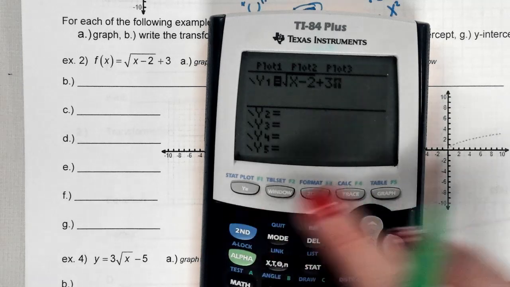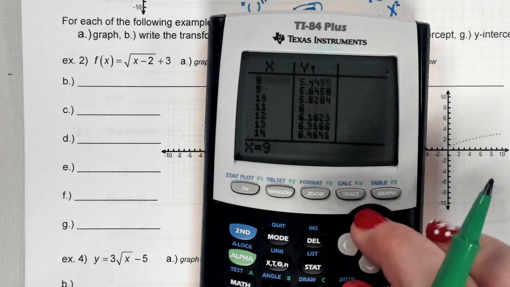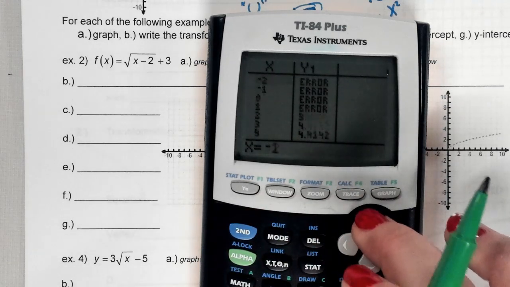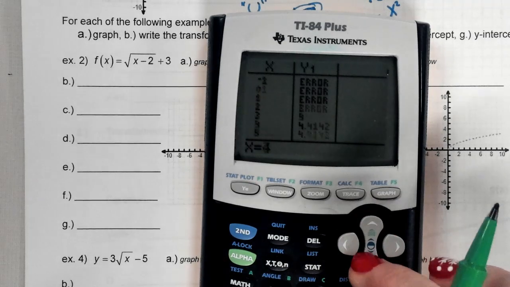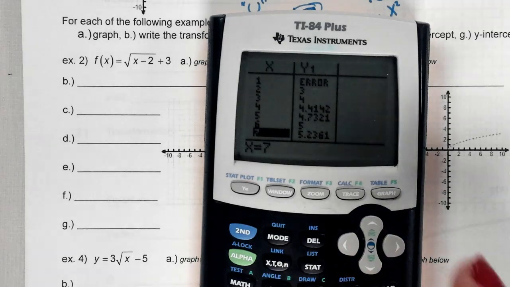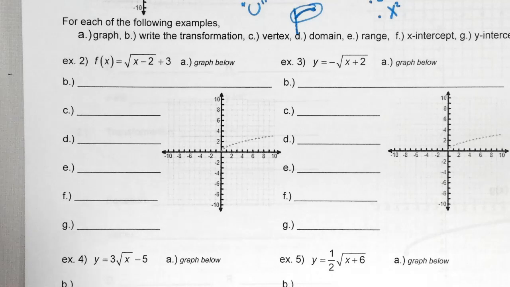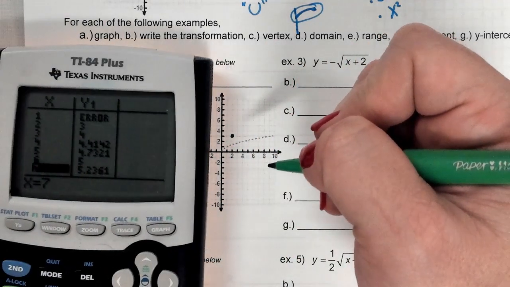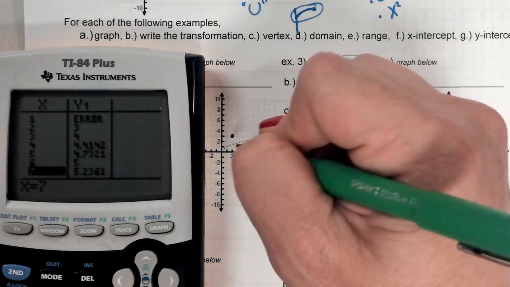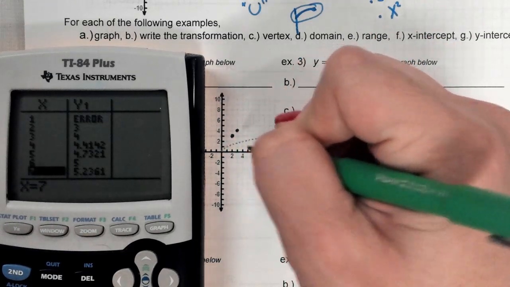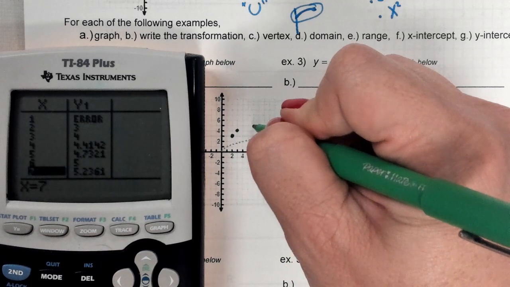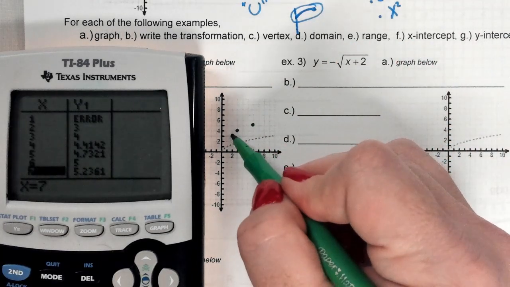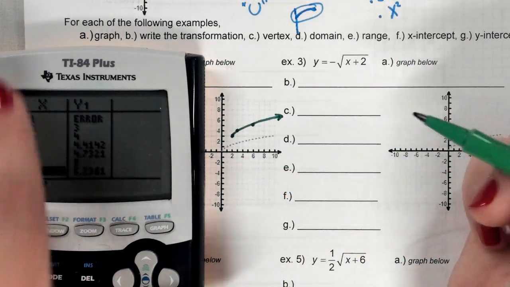So then I'm going to go to my table, and I'm going to find error. Oh, I found it. Okay, my first point after error is where I start. So I have 2, 3. Over 2, up 3. And then I have 3, 4. And then I have 6, 5. And my next point is off the graph, so it's somewhere over there.